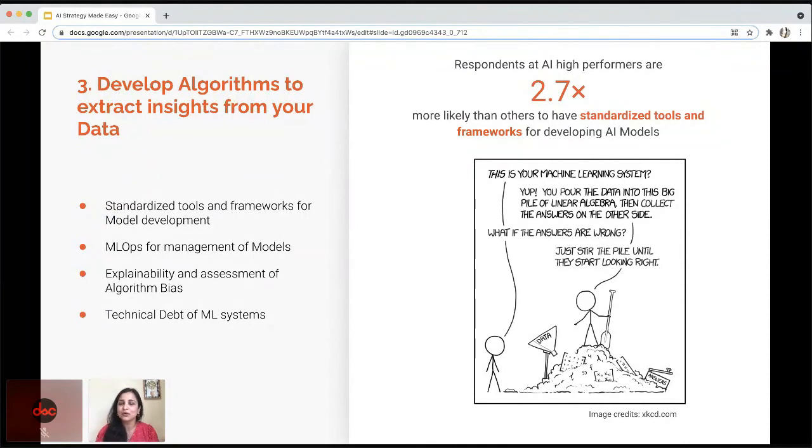So the joke is that releasing a model in production is like putting a rocket up in the air. Going up is not easy, but keeping it up is the hard part. That's the key thing. And then when you're building the models, you need explainability and assessment of algorithm bias, because these machine learning models have long term implications in terms of the decisions made. So making sure that certain segments of the population are not discriminated against, and that the model doesn't have inherent bias in it. Those are some of the things that need to be considered at this stage.